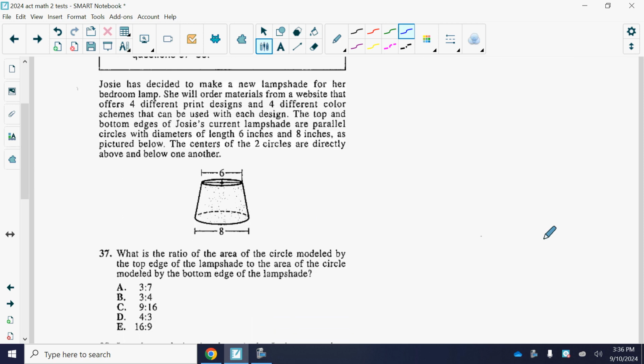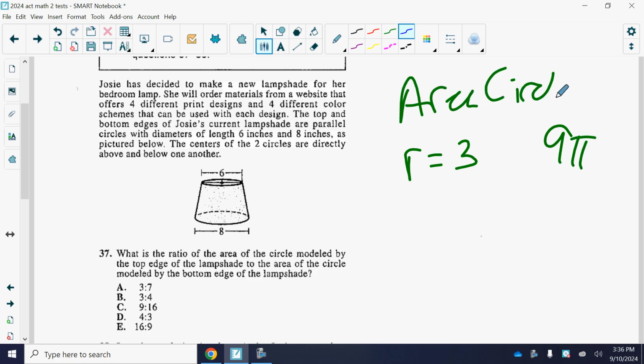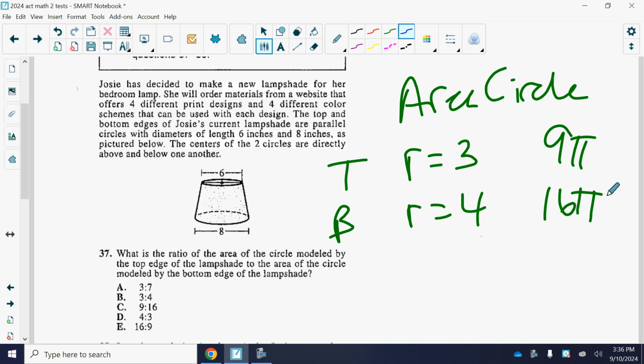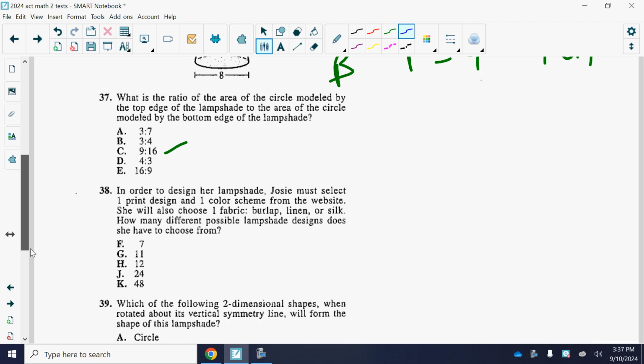The area of the circle modeled by the top of the lampshade, well, that's a radius of 3, so I would use my area of circle program, and that gives me 9 pi. The bottom has a radius of 4, so this is the top, this is the bottom, so 16 pi. So what's the ratio? 9 pi to 16 pi. The pi's nicely cancel and give me 9 to 16.